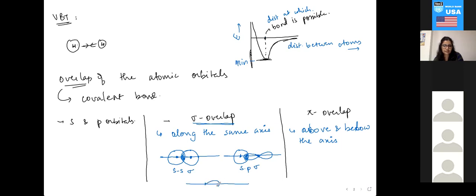The first atom's p orbital, its nucleus is on the line. The second atom's p orbital, its nucleus is on the same line, and the overlap is also in the same line. So this is a PP sigma overlap. Now coming to pi overlap, let's say this is the line where the nuclei are. The overlap is happening above and below this line. Let's say this is the nucleus.